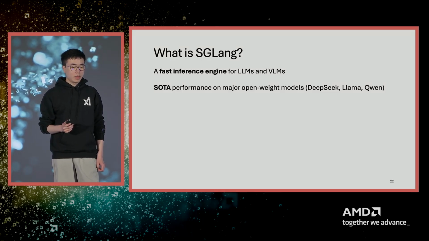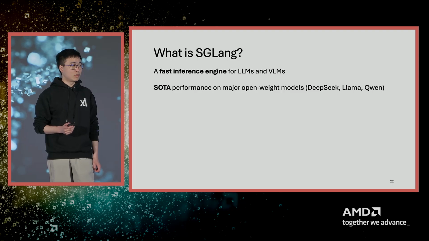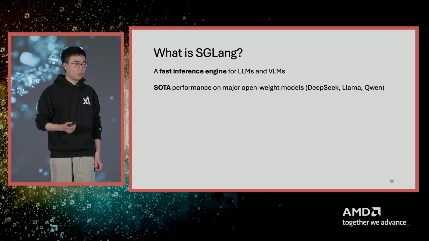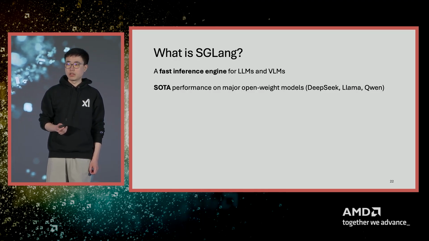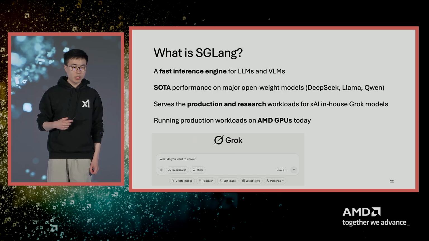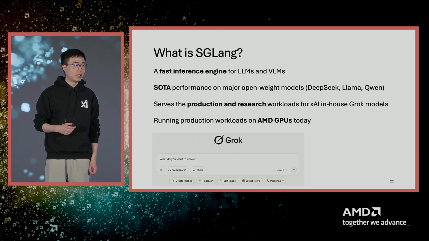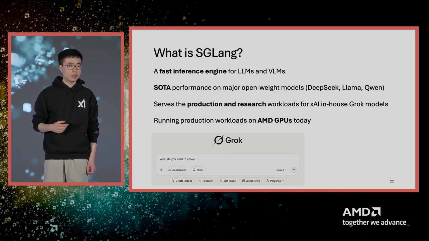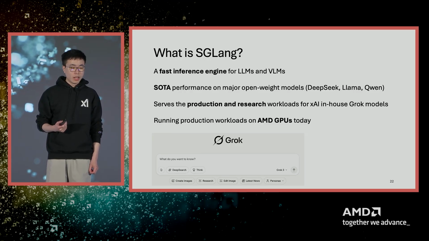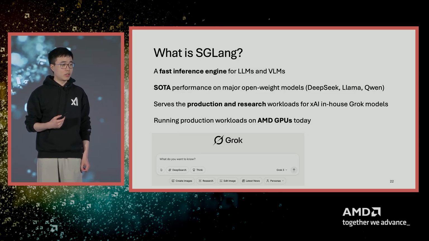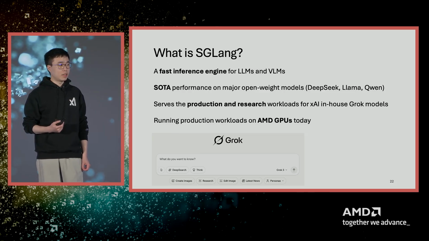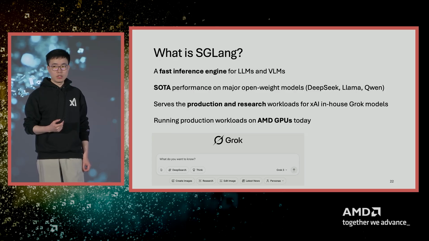So what is SGLang? It is a fast inference engine for large language models and vision language models. It provides state-of-the-art performance for all major open-weight models like DeepSeek, Llama, and Qwen. And at XAI, we use it to serve the production and research workloads for our in-house Grok models. We run reinforcement learning with it. And if you go to grok.com today, you can chat with the model, generate images, and part of the traffic is actually served by AMD GPUs.